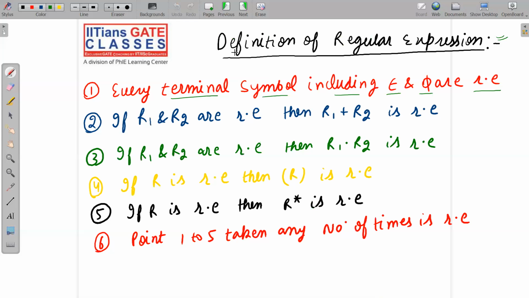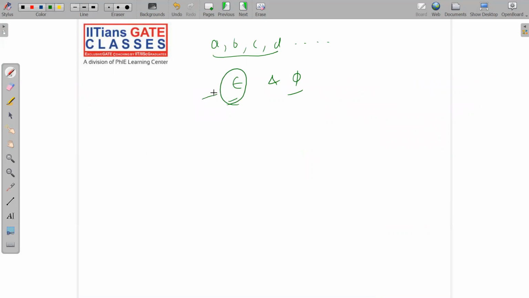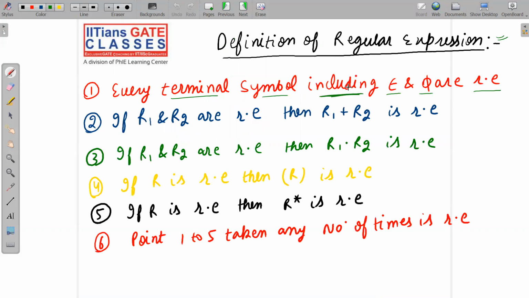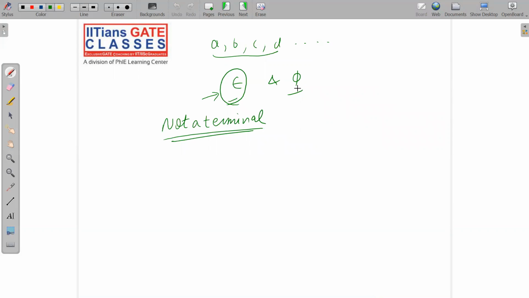Why have I written "including"? Because I have told you many times that null is not a terminal symbol. Please do not get confused. That's why I have written it separately, that is, including. And phi, you already know, is the empty set. It is a language which contains no string at all, and null is an empty string. I have already told you many times about the differences between null and phi. If you are not able to follow, please watch my previous lectures. Okay, so this is the first point.